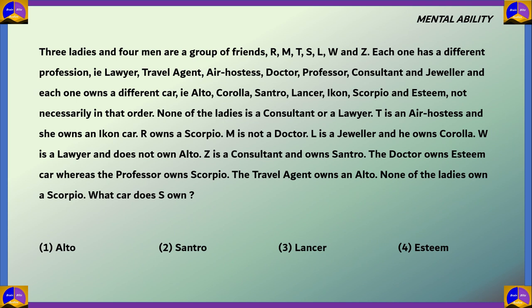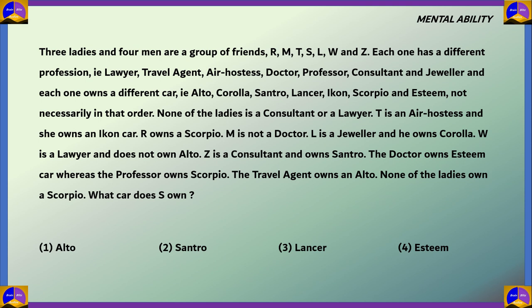3 ladies and 4 men are a group of friends: R, M, T, S, L, W, and Z. Each one has a different profession, that is, lawyer, travel agent, air hostess, doctor, professor, consultant, and jeweler. And each one owns a different car, that is, Alto, Corolla, Santro, Lancer, Icon, Scorpio, and Esteem. Not necessarily in that order.